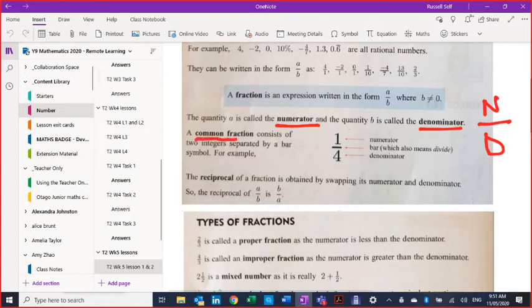A common fraction is simply just what you'd think of, a numerator over a denominator, where the numerator is always smaller than the denominator. Okay? And they are always simplified. So you wouldn't have 5 over 10. Both of those would divide by 5, which would give you what fraction?